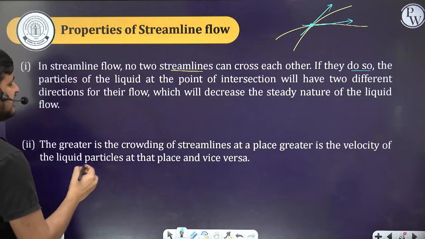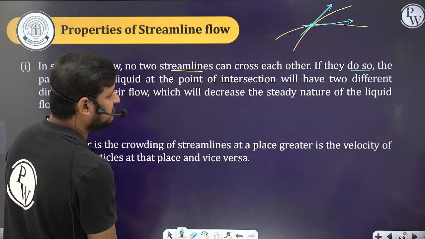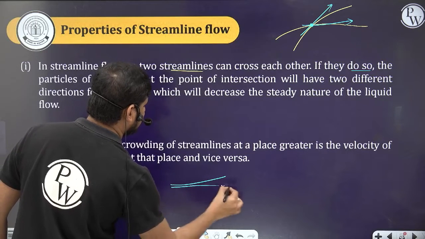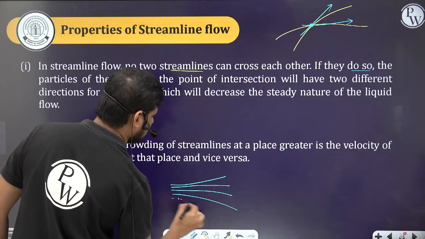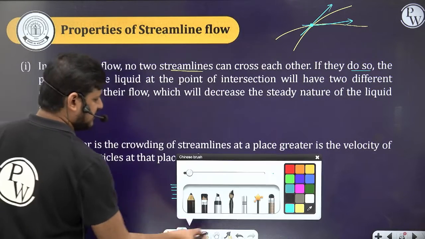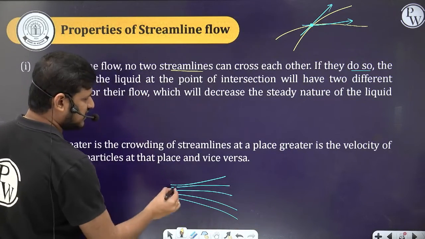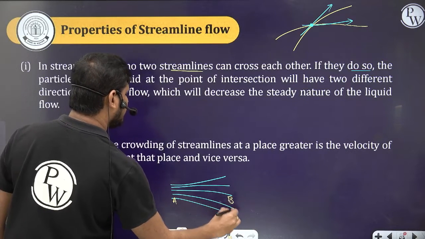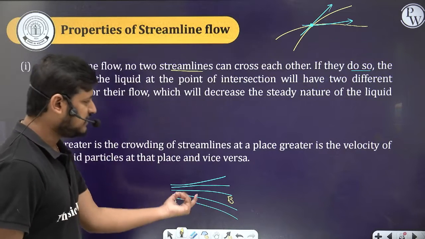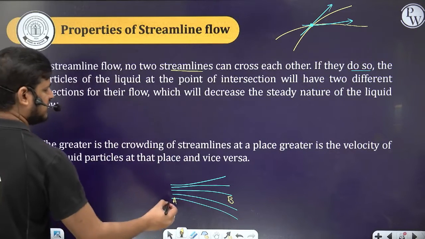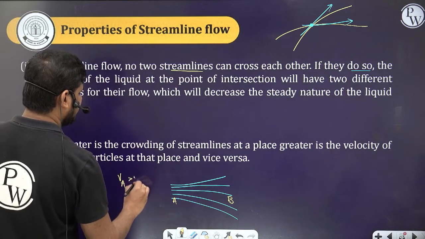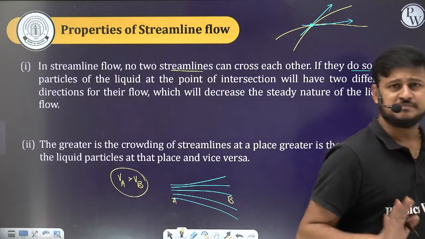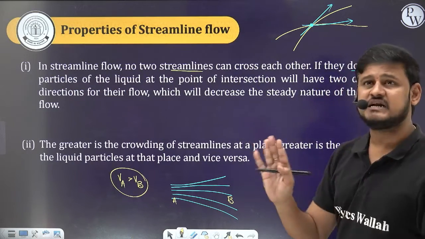Okay. So the greater the crowding of streamlines at a place, the greater the velocity of the liquid particles at that place, and vice versa. So let's suppose here, the crowding is more, here the gap is more, right? Let this be point A and this be point B. The greater the crowding of streamlines at a place, the greater the velocity. So here the velocity at A will be greater than the velocity at B. Done, guys? Clear? So simple theory points. Direct questions can be picked directly from here.